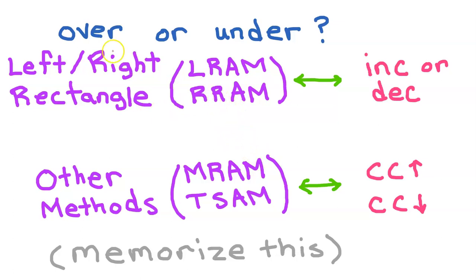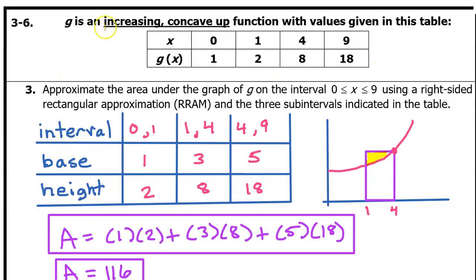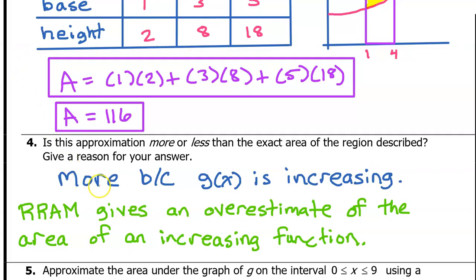RRAM will give you an overestimate or an underestimate depending on whether the curve is increasing or decreasing. In the setup, we are told that the function g is increasing, so we will mention this in the justification. So we can say more because g of x is increasing. RRAM gives an overestimate of the area of an increasing function.